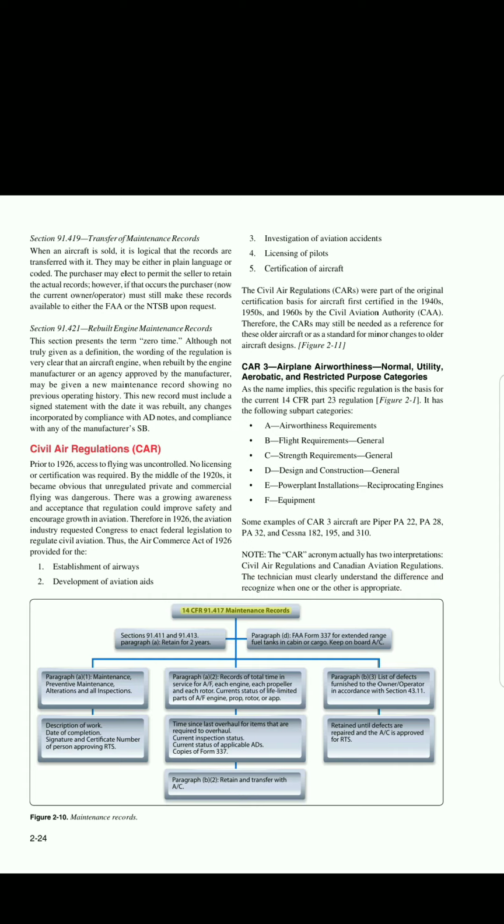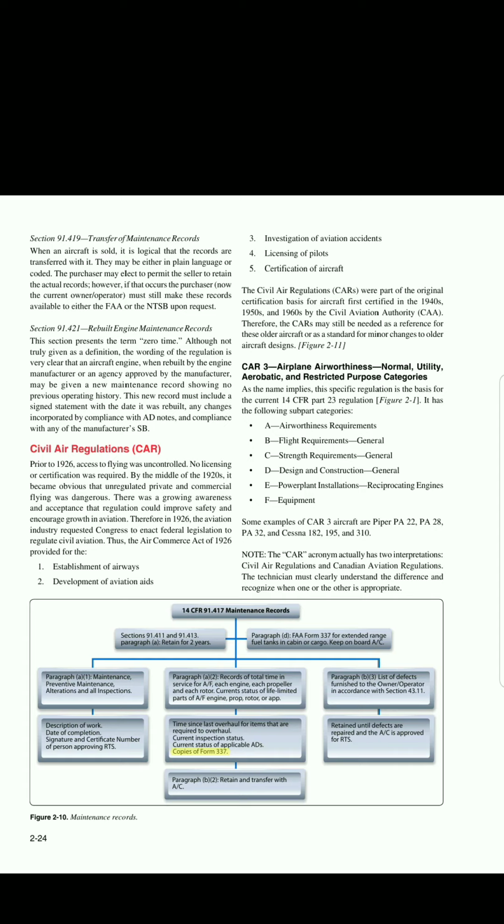14 CFR 91.417 Maintenance Records. Sections 91.411 and 91.413. Paragraph A, retain for 2 years. Paragraph D, FAR Form 337 for extended range fuel tanks in cabin or cargo. Keep on board the aircraft. Paragraph A1, maintenance, preventive maintenance, alterations and all inspections. Description of work. Date of completion. Signature and certificate number of person approving return to service. Time since last overhaul for items that are required to overhaul. Current inspection status. Current status of applicable ADs.